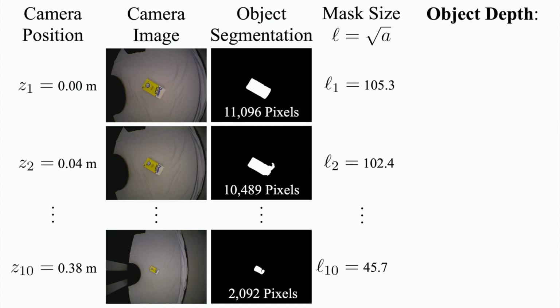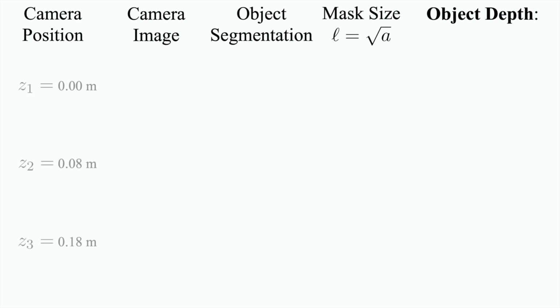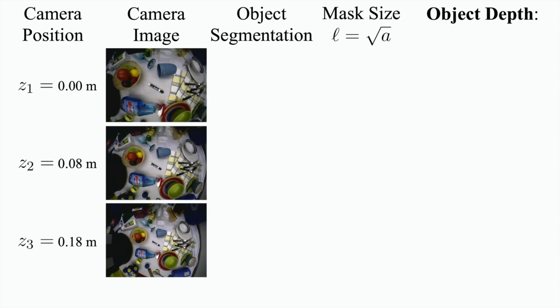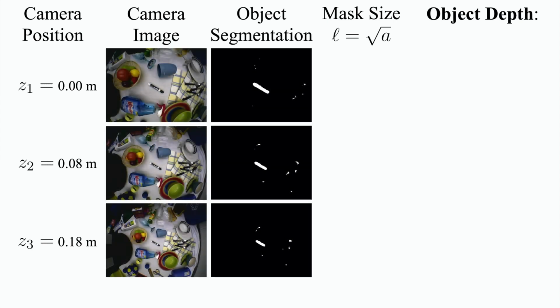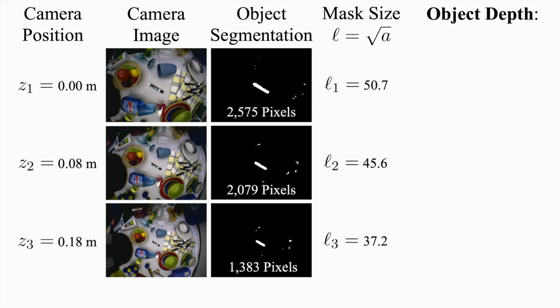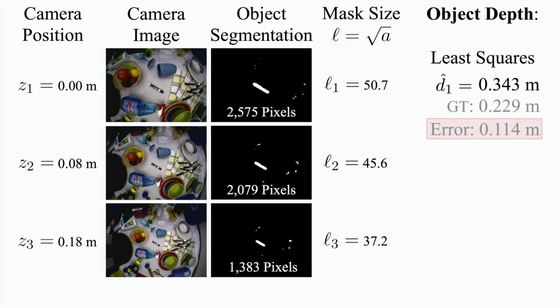However, it's important to keep in mind that object depth estimation can be much more challenging than this example. Let's look at an example with fewer observations within a smaller camera movement range, a smaller target object in a cluttered environment, and a noisier segmentation mask resulting in a less reliable measurement for changes in scale. Using the least squares solution in this new setting, we get a depth estimation error of over 0.1 meters, which is no longer accurate enough for robot grasping of an object as small as the marker.